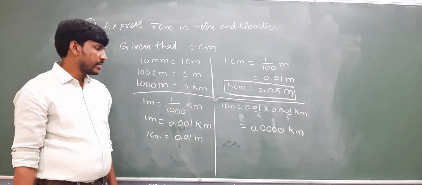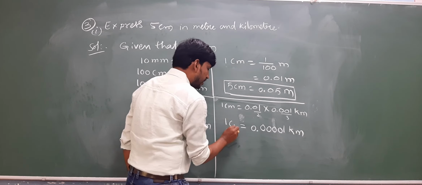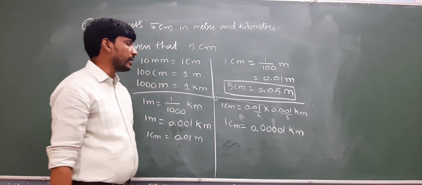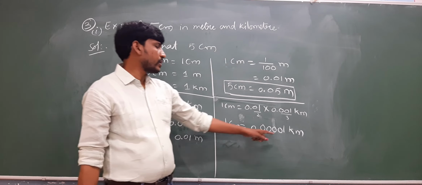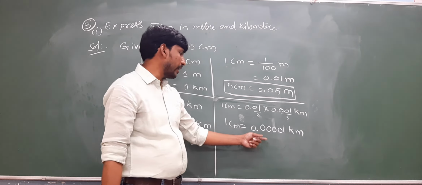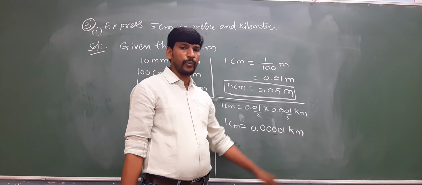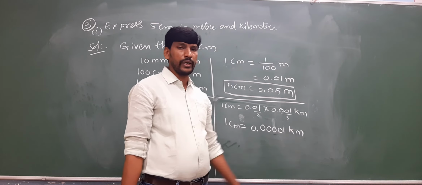Clear, my dears? See this here. 1 centimeter is equal to 0.00001 kilometers, that is 4 zeros and 1 kilometer. Here there are 2 places, here 3 places. When multiplying these two, you should get 5 places. You need to keep the decimal after 5 places from the right hand side. This we are going to discuss in the next exercise, multiplication of decimals. But here we have conversions now, that's why you can convert like this.